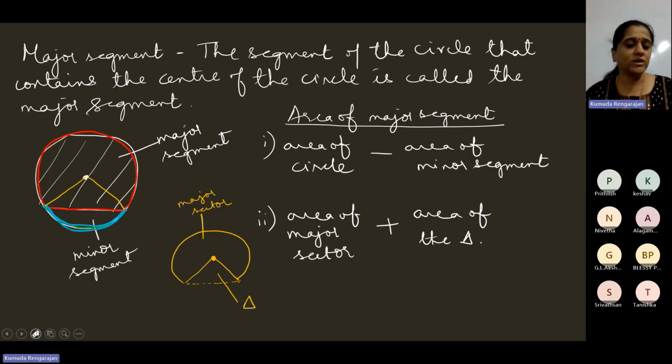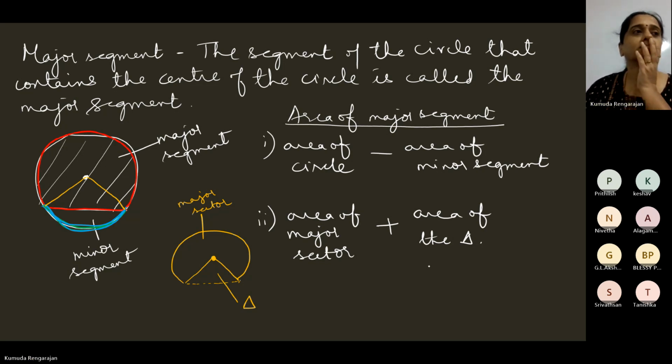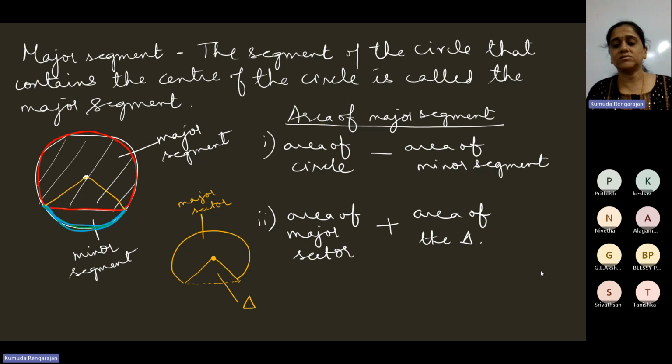So you can find the area of the major segment in two ways. Area of circle minus area of minor segment, or area of the major sector plus the area of the triangle. This is okay?